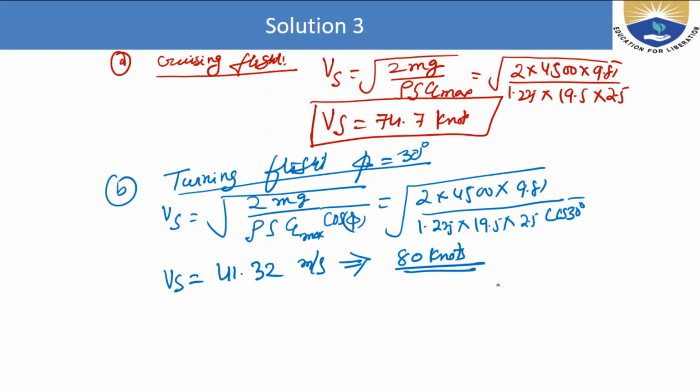So very well we can observe that the stall speed at cruising is less than the stall speed during turning. We can express it as a percentage. So the stall speed in turning flight increases compared to the cruise flight, and nearly, I think, it is about 10% higher than the cruise flight.